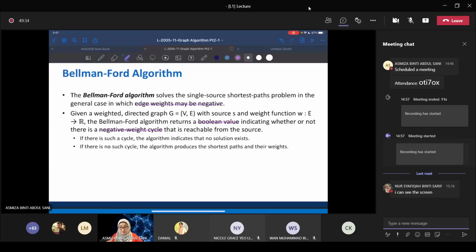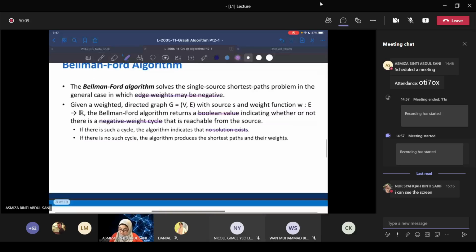Because if you have a negative weight cycle in your graph, then in that case, you are not going to find any ultimate solution. So basically, the algorithm will have no solution. If there's no such cycle, you will get the shortest paths from one node to the rest. So what is a negative cycle?